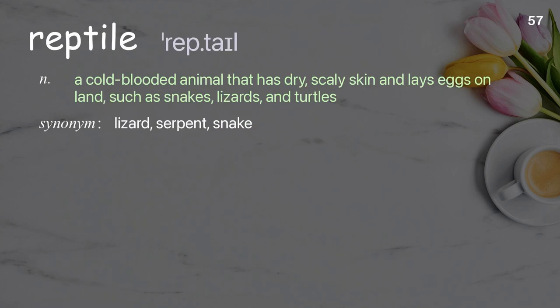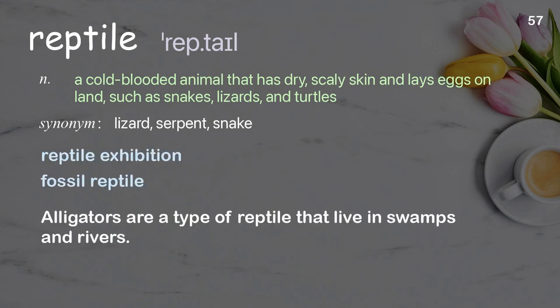Reptile. A cold-blooded animal that has dry, scaly skin and lays eggs on land, such as snakes, lizards, and turtles. Examples. Reptile exhibition. Fossil reptile. Alligators are a type of reptile that live in swamps and rivers.